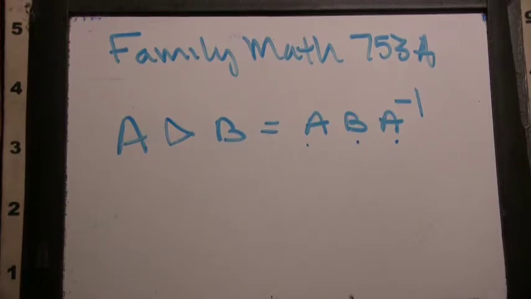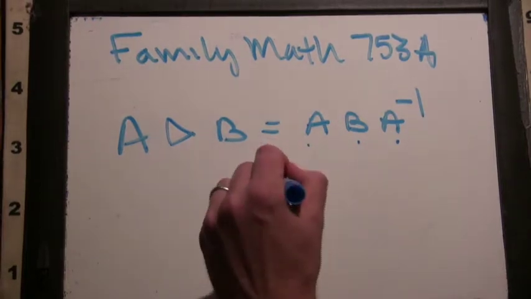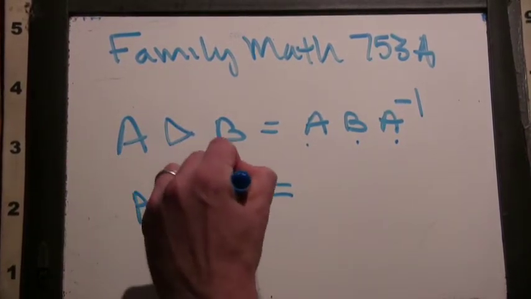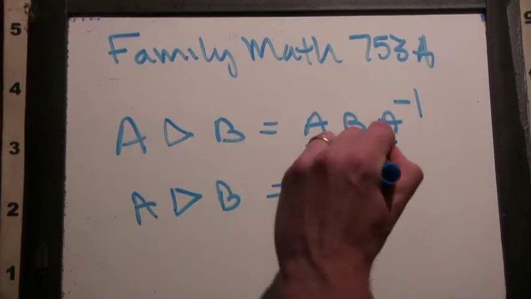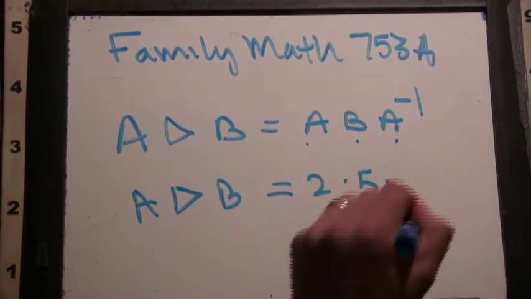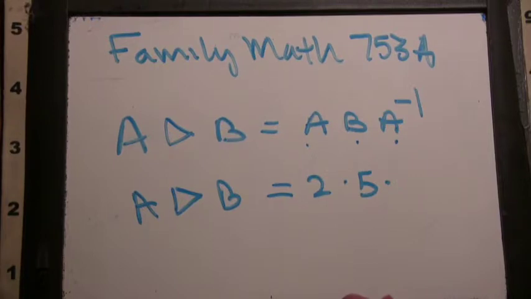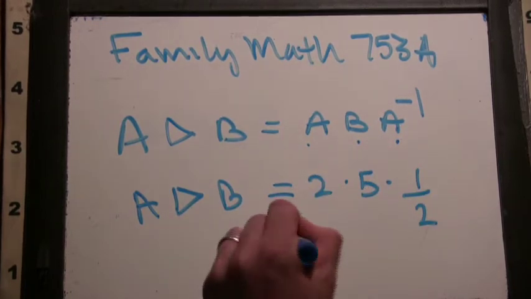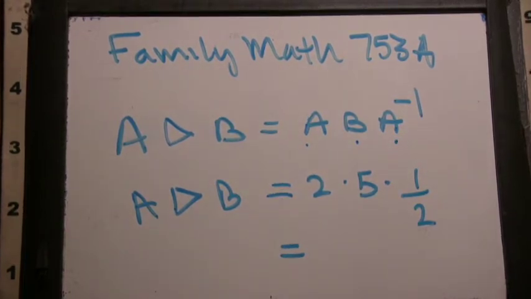So let's say it's 2. And what do you want to pick B to be? Maybe 5. Okay. So maybe she'd be talking about A triangle B: 2 times 5 times what is 2 inverse? That is 1/2. Okay, and what does this equal? So it equals 5.